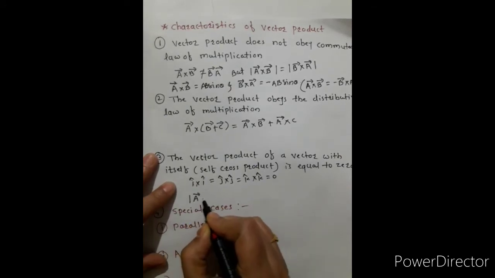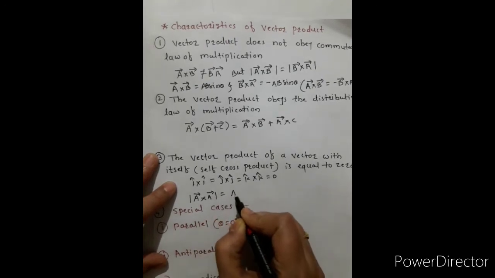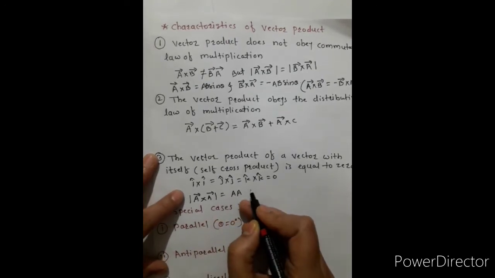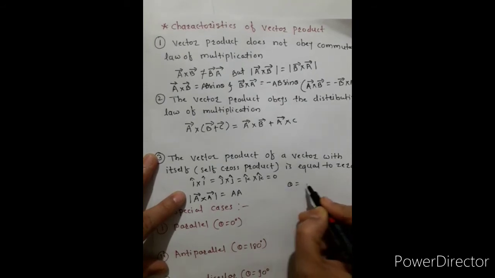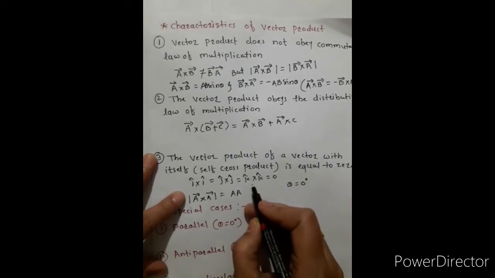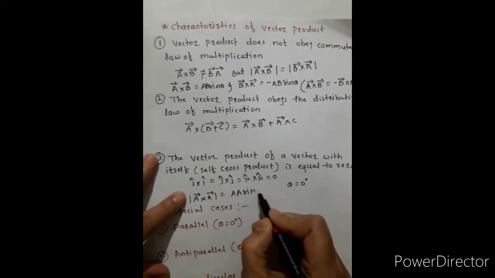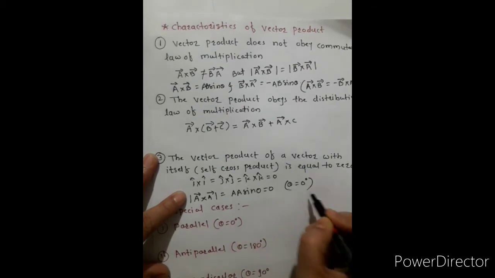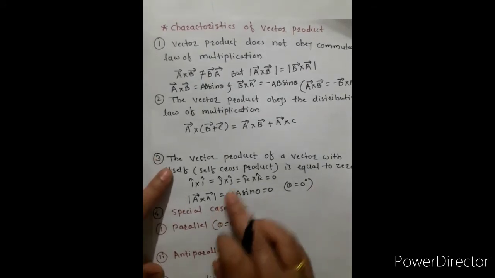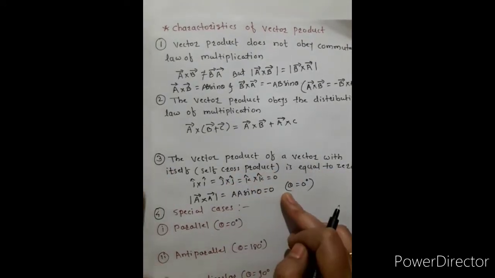A cross A is equal to magnitude of A into magnitude of A. And here theta is equal to what? Theta is equal to 0 degree. So it is equal to A into A sine of 0, and sine 0 is 0, so it is equal to 0. This means the vector product of a vector with itself is equal to 0.